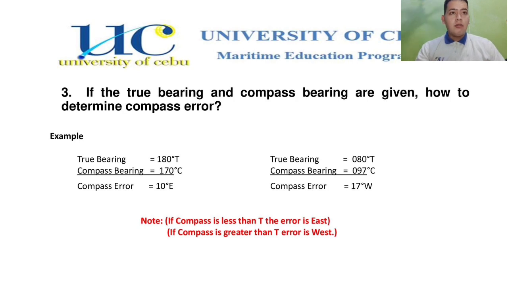So we have our example here. We have a true bearing of 180 degrees true and a compass bearing of 170 degrees. So we subtract the compass bearing from the true bearing. That's why we have the final answer of compass error equals 10 degrees east. The result is east because of the rule that if the compass is less than the true bearing, then the error is east.